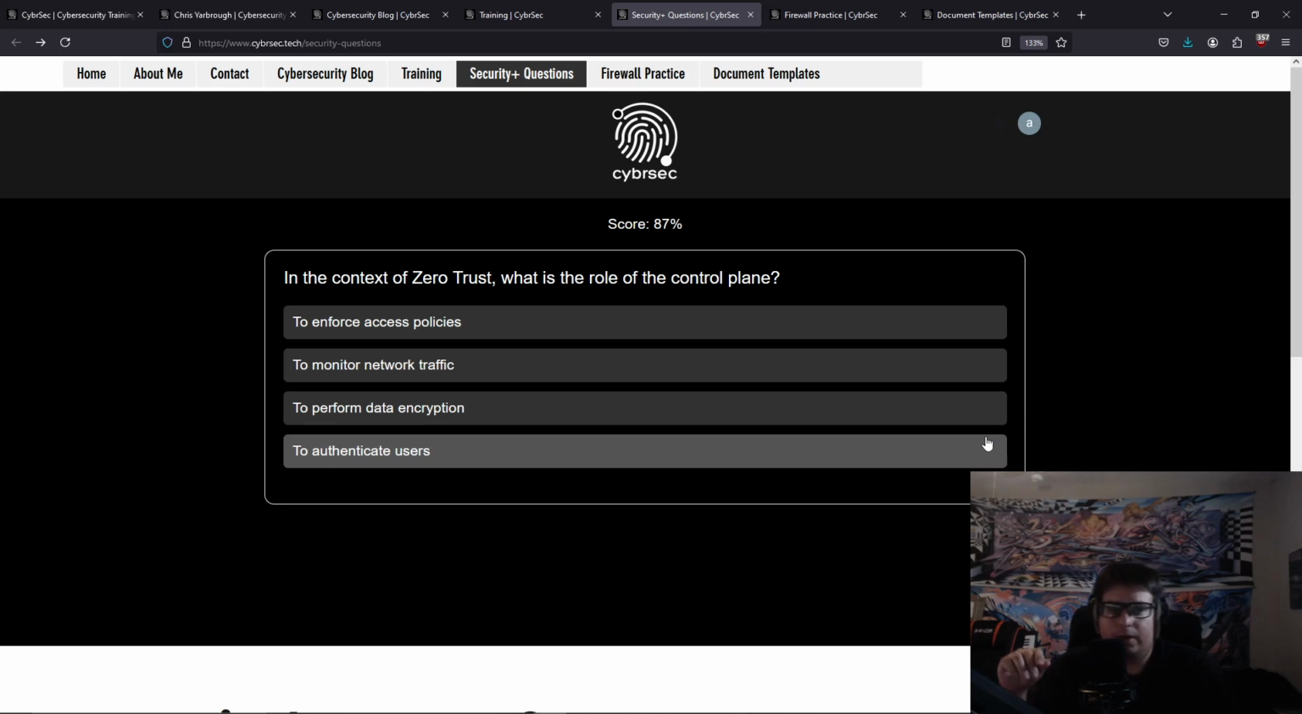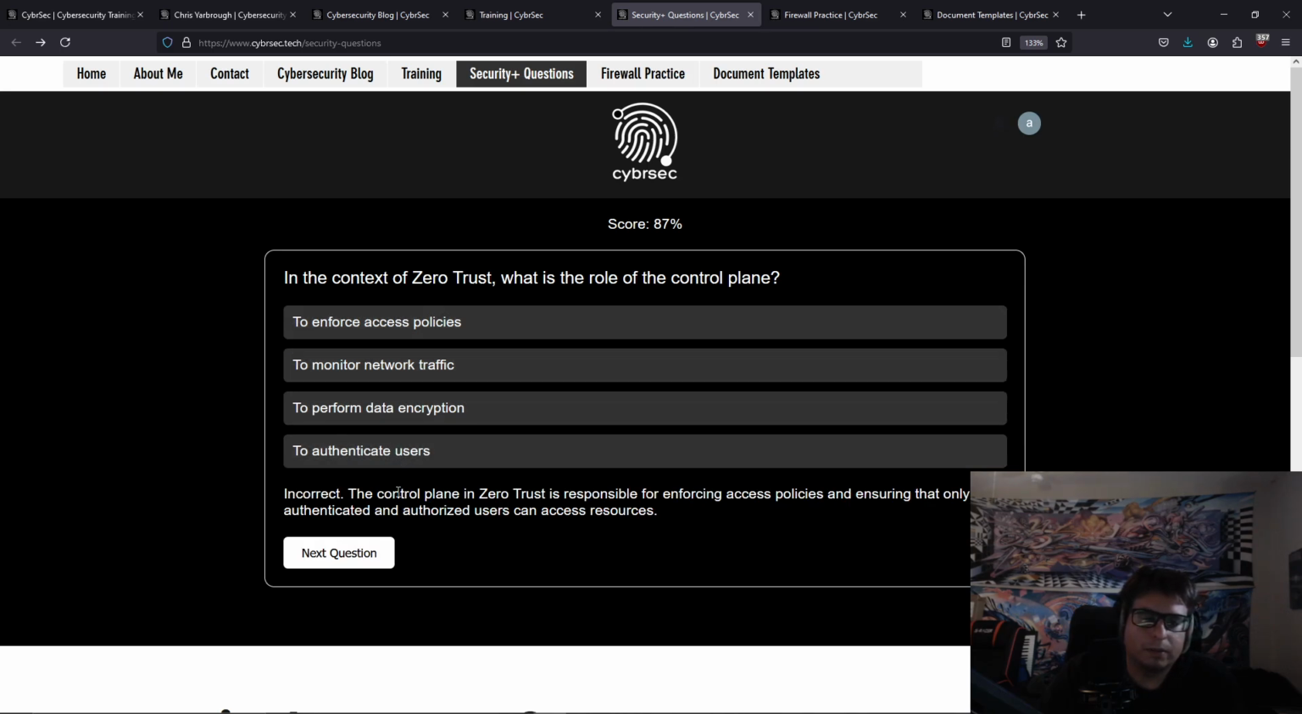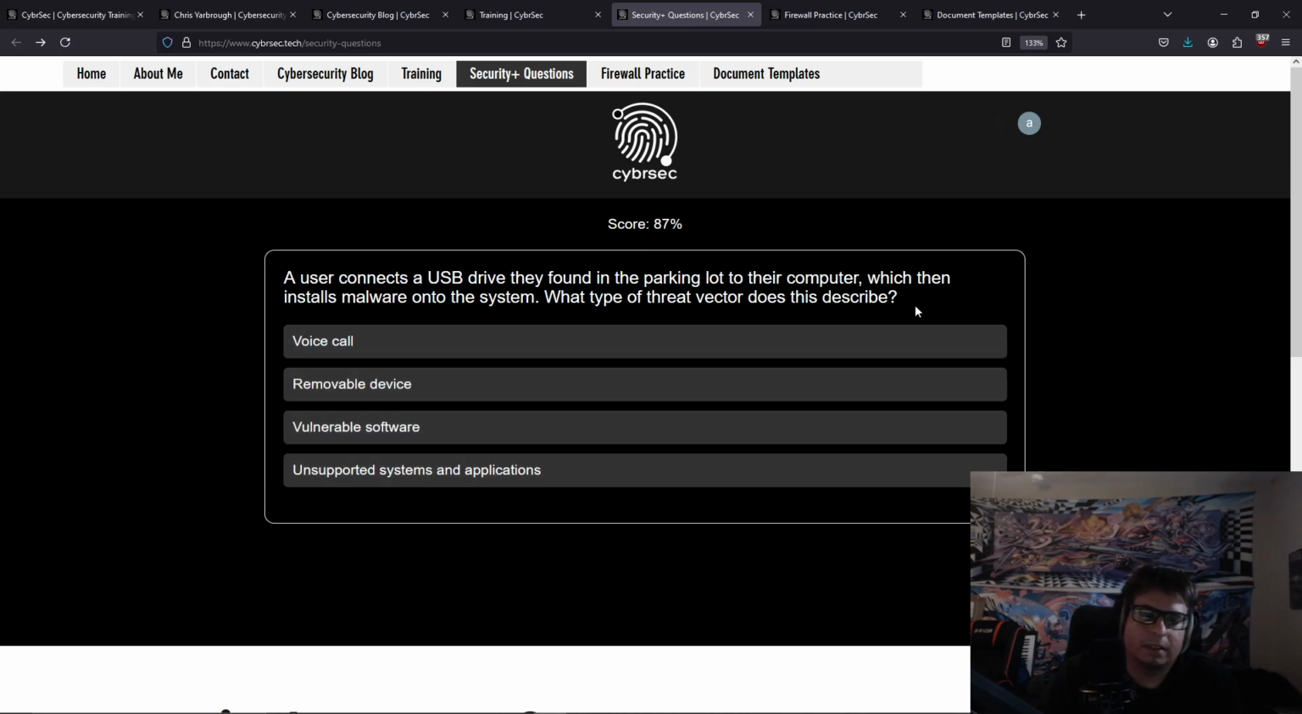In the context of zero trust, what is the role of the control plane? To authenticate users. No. Enforcing access policies. It was this one. Trust your instincts, Alex. A user connects a USB they found in the parking lot, which then installs malware.